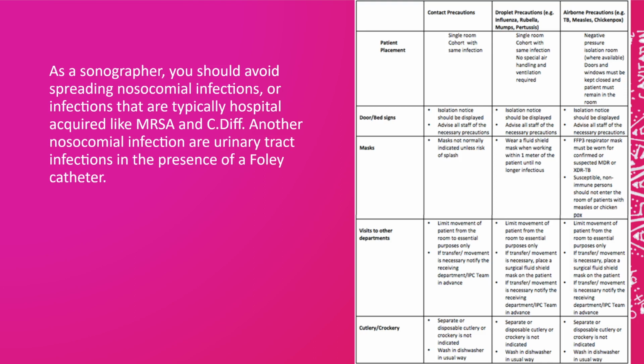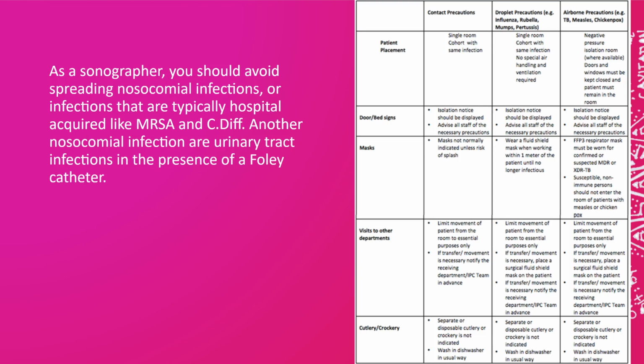When a disease is spread through a hospital, it's called a nosocomial infection. And nosocomial infections can be a very big deal in the hospital. They can spread very quickly once they start. So nosocomial infections are infections that are hospital acquired, like MRSA or C. diff. Another really common one is urinary tract infections.